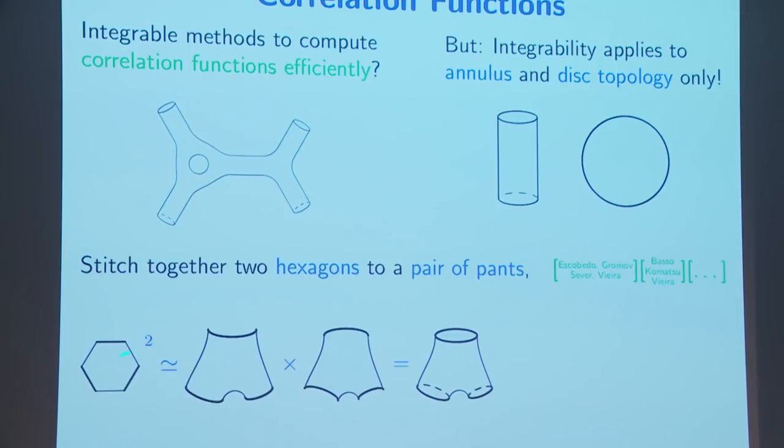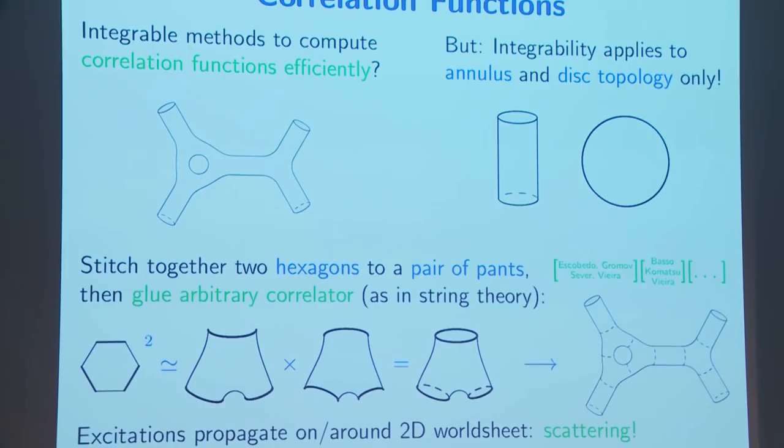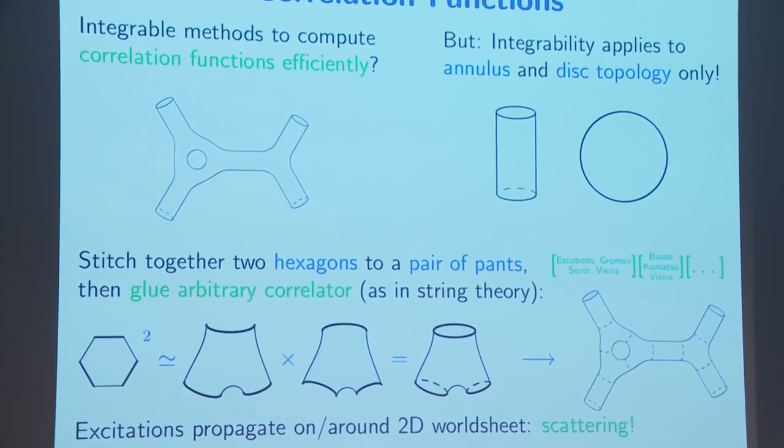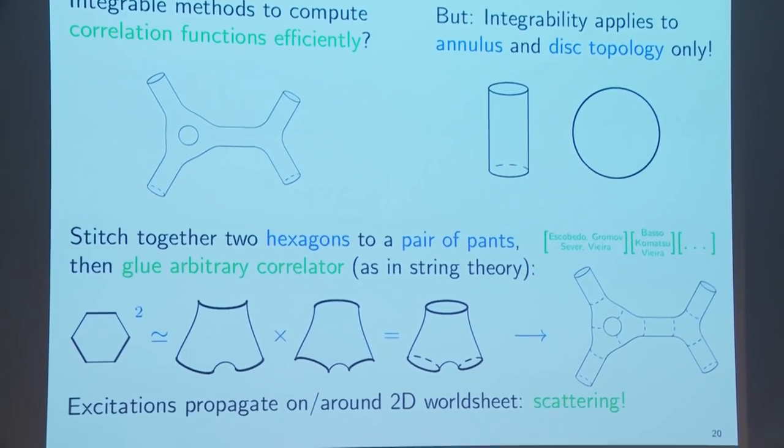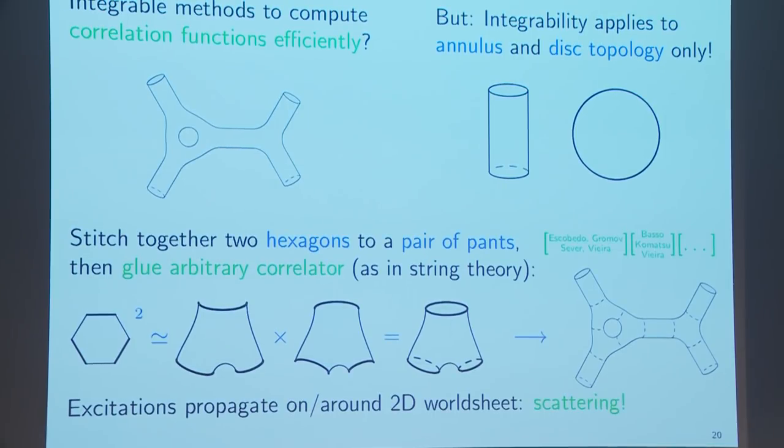or basically two hexagons. So you take two hexagons, glue these at these indicated sides together to form a pair of pants. And that's sort of what's at the heart of what's known as the hexagon approach using integrability. So then, once you have a pair of pants, you can glue this together to any surface that you want, and then in principle you can compute correlation functions.